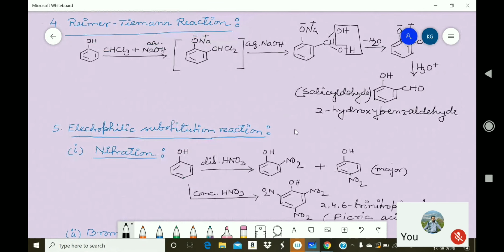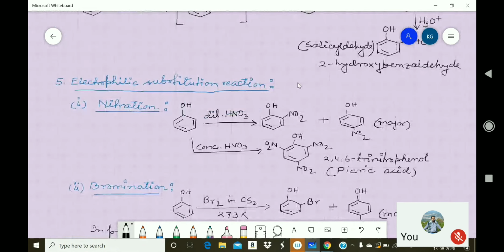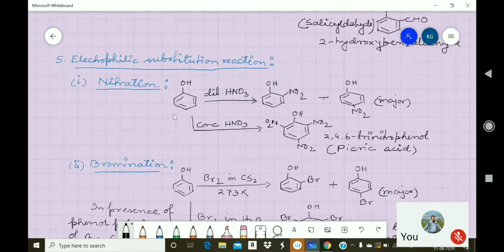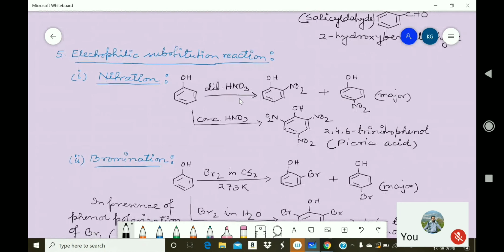Next, electrophilic substitution reactions. Now, the phenol OH group is a group that donates electrons into the ring. It is an electron donating group. Therefore, in phenol, the ortho and para positions get activated towards electrophiles, and therefore, on nitration of phenol with dilute nitric acid, it gives ortho and para nitrophenol. Among these, the para product is the major one due to less steric effect.